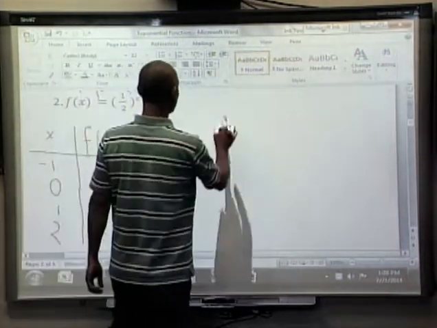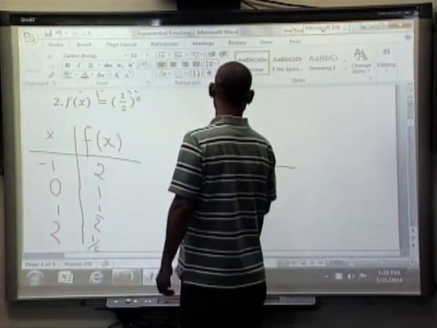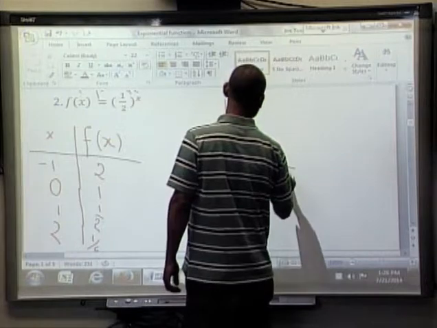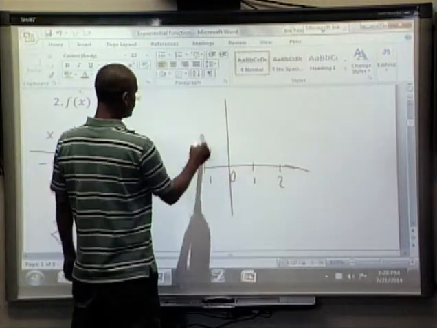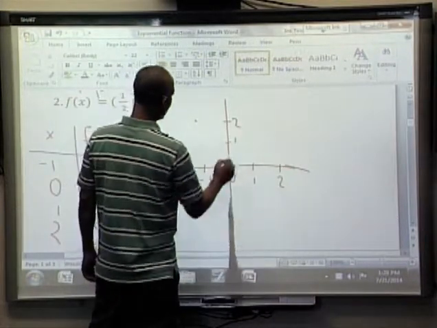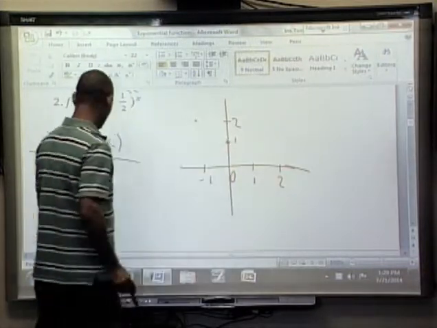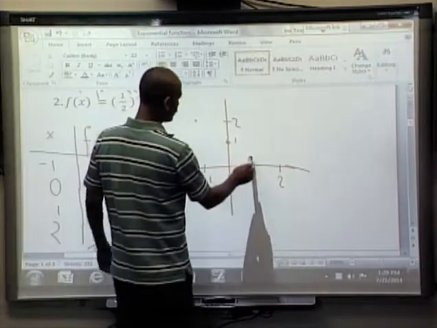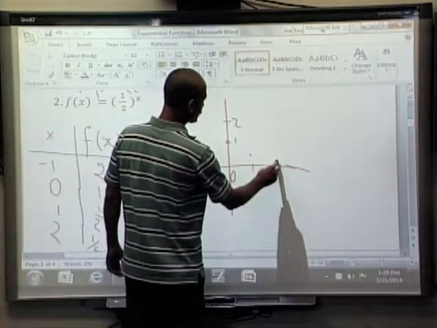So, if we want to graph it, let us start from -1, here is 0, here is 1, here is 2, for example. At x equal to -1, the function was 2, so we will have a point here, this is 2, let us say, and here is 1. When x equal to 0, the function is 1, so we have a point here. X equal to 1, it is 1/2, so it will be here. X equal to 2, it is 1/4, so it will go down.